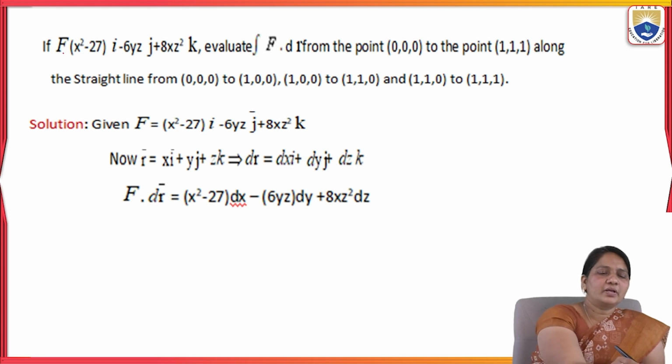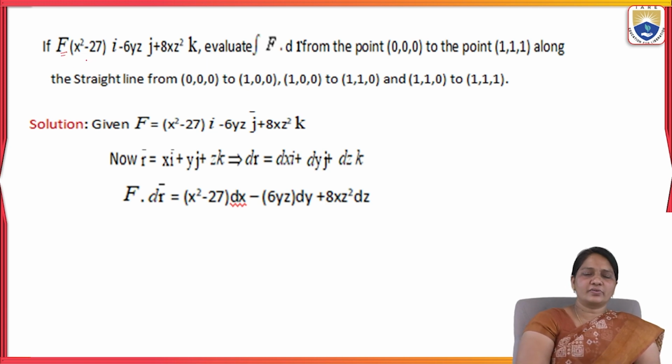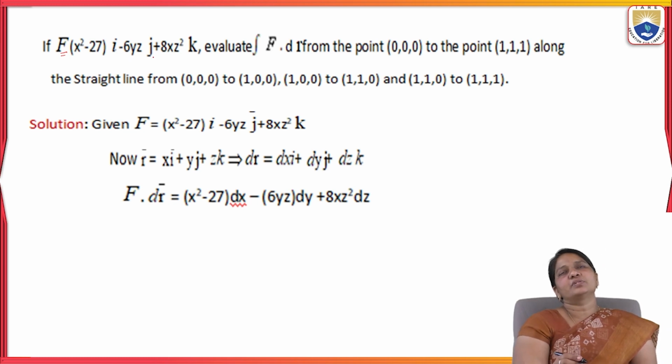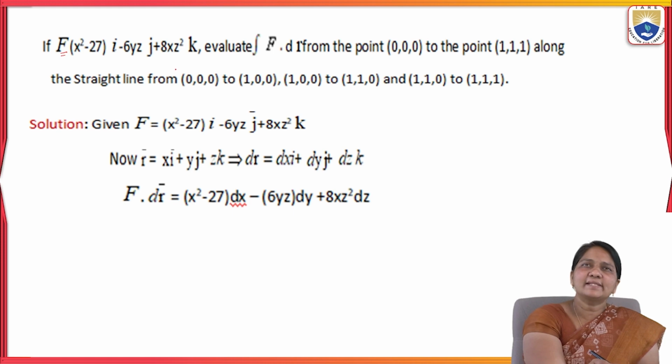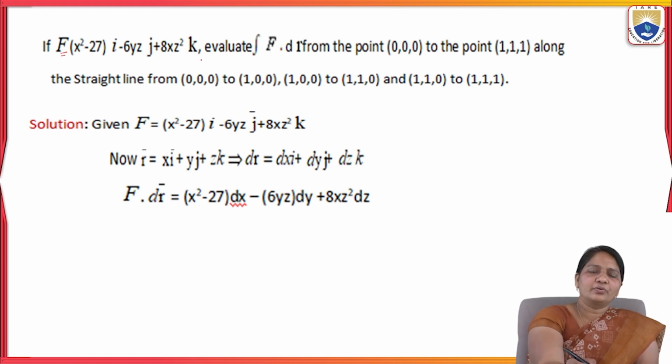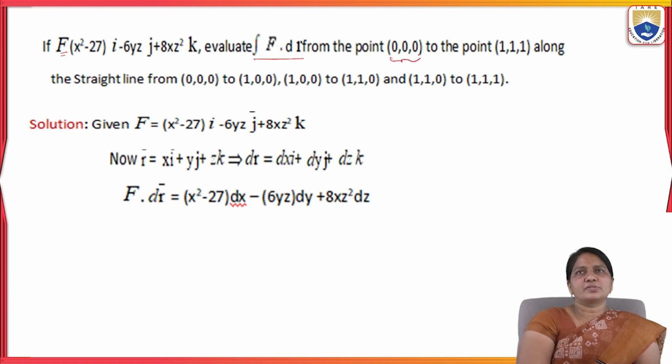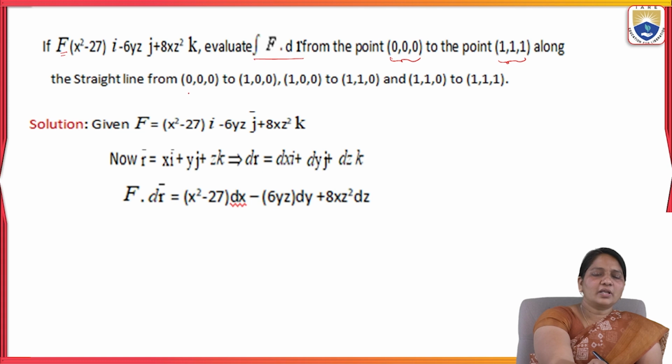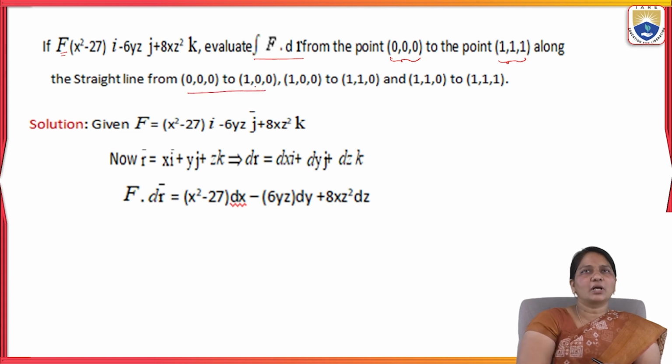If f bar is equal to x square minus 27 into i minus 6yz into j plus 8x z square into k, here we are going to calculate the integral of f bar dot dr bar from the points 0, 0, 0 to 1, 1, 1 along the straight line. So what is that straight line? From 0, 0, 0 to 1, 0, 0, then 1, 0, 0 to 1, 1, 0, and 1, 1, 0 to 1, 1, 1. So they have given three sets of points here, so there are 3 breakdowns.